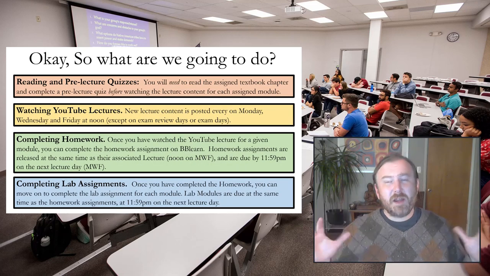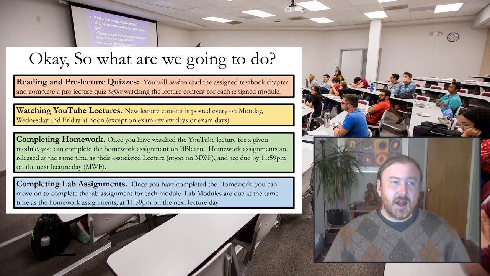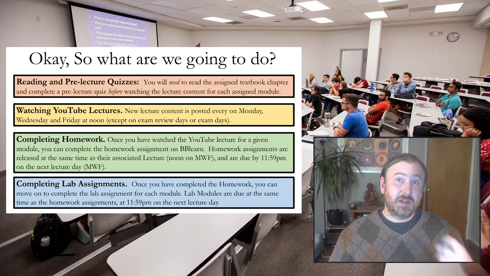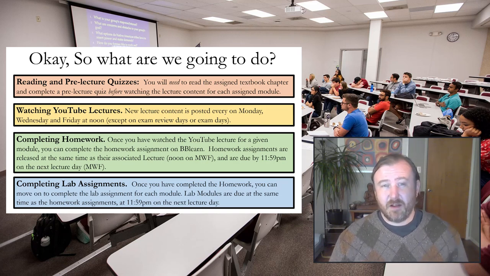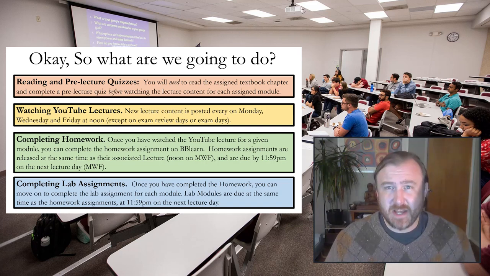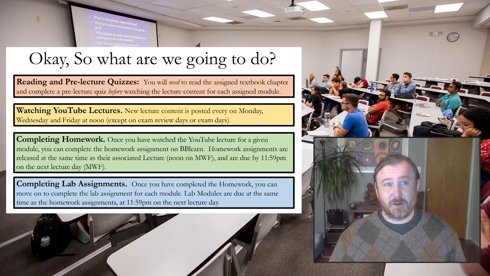Okay, so what are we going to do in this class? How does it work? Well, the first thing is you're going to need to read the textbook. We are going to go through every chapter in this textbook with one exception. We're going to skip chapter 9 on binomial distributions. Other than that, we're going to go through the whole book. So you're going to absolutely need to read the textbook.